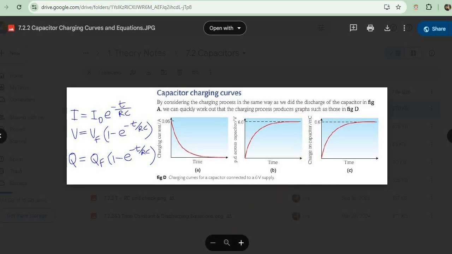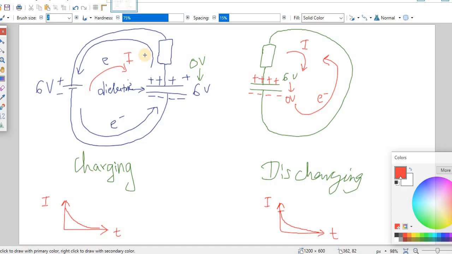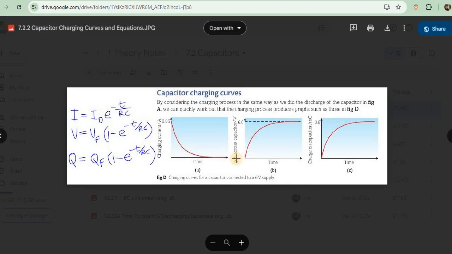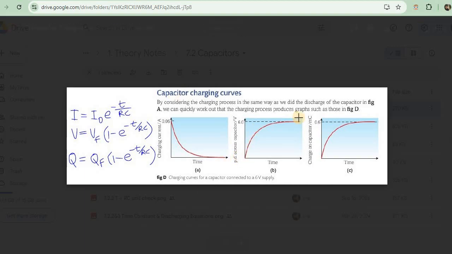Why? Because in the beginning, when the capacitor was charging, the potential difference was zero. It was completely discharged before it was connected. At the moment you connect it, when the time is zero, the potential difference across the capacitor is zero. Then it increases to 6 volts. So from 0 to 6, the potential difference increases when the capacitor is charging.